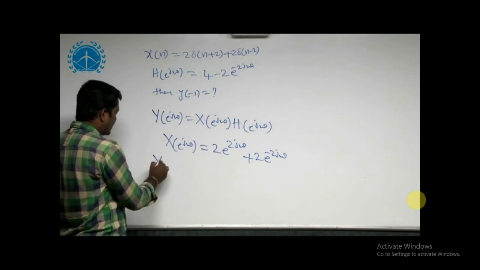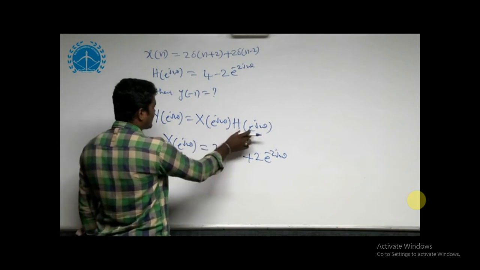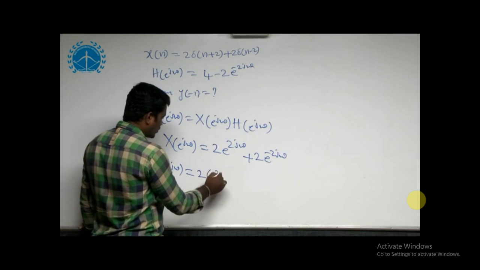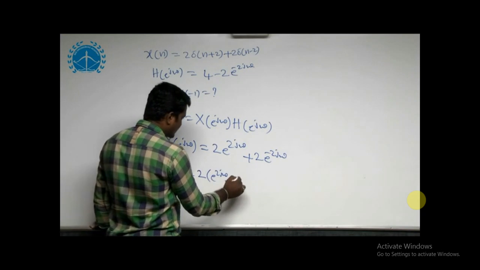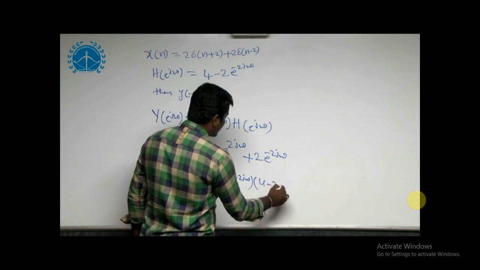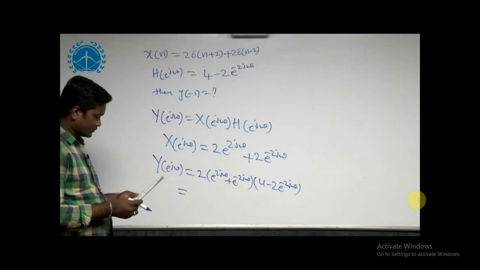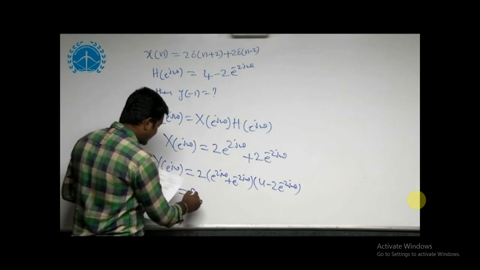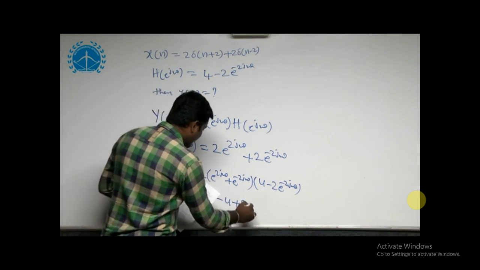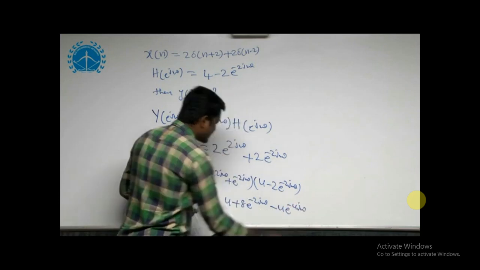Now Y(e^jω) is a multiplication of X(e^jω) and H(e^jω). So X(e^jω) is 2 times (e^(2jω) + e^(-2jω)), multiplied by (4 - 2e^(-2jω)). If you multiply these two, the final value is 8e^(2jω) - 4 + 8e^(-2jω) - 4e^(-4jω).